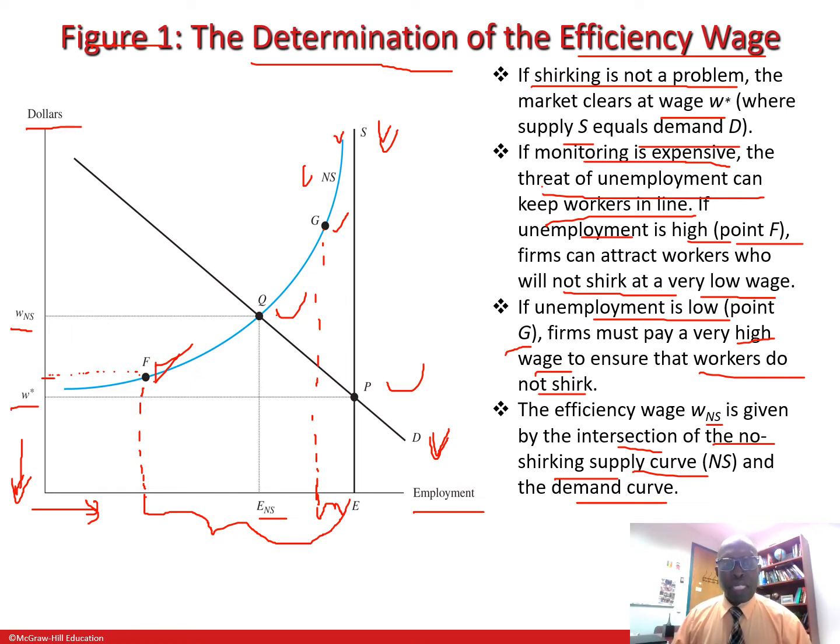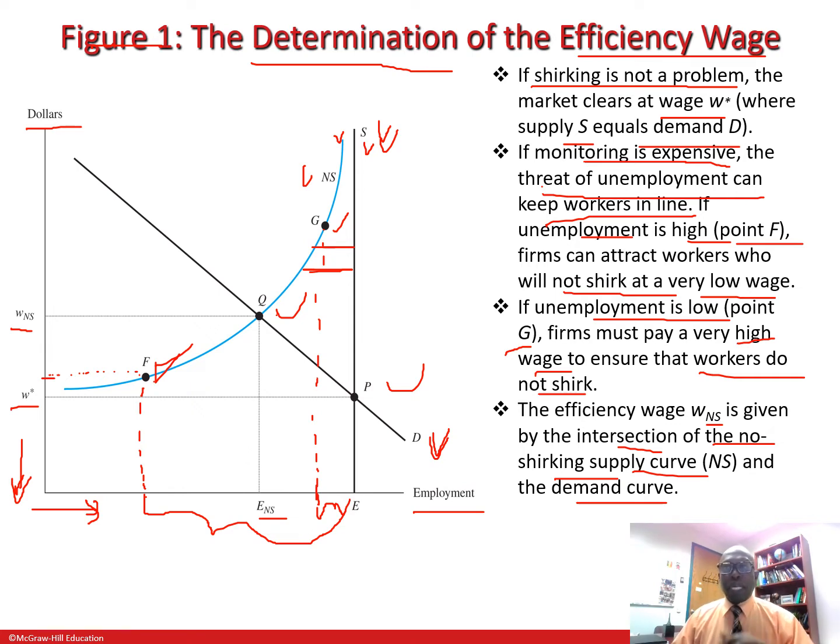We can see that the non-shirking frontier NS will never touch the perfectly inelastic supply curve at point E, where all workers are employed. The perfectly inelastic supply curve is vertical right there, and the non-shirking supply curve will never touch the vertical supply curve. The difference between the two would be the number of people who will be unemployed.